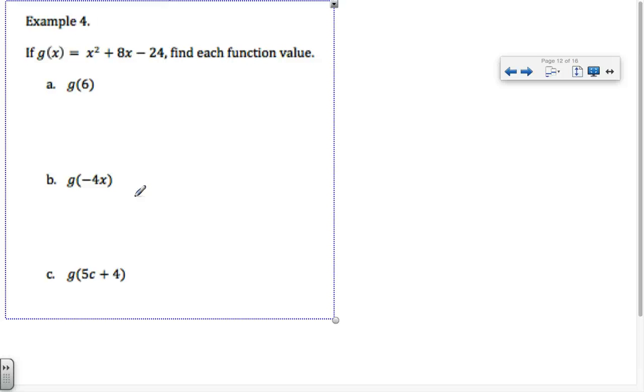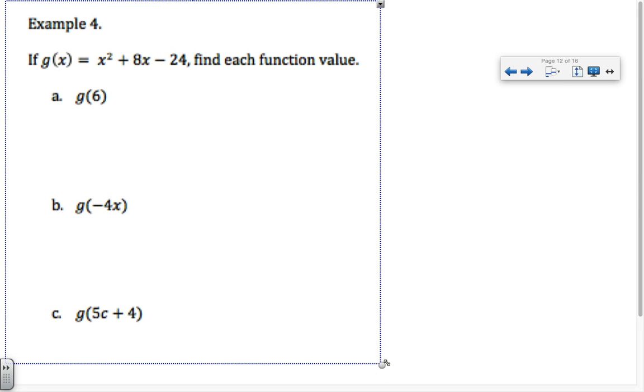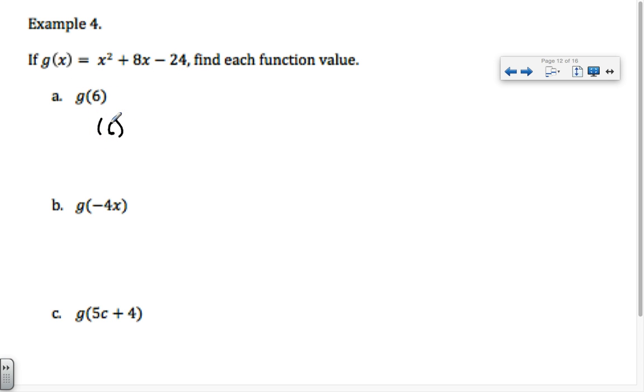So let's try to evaluate some functions. Let me see if I can make this bigger for you. Okay. So the first one says, evaluate g of 6, and this is how the input will work. So that means wherever you see an x, you're going to replace it with a 6. So this should be 6 squared plus 8 times 6 minus 24. And if we clean this up, this is going to be 36 plus 48 minus 24.